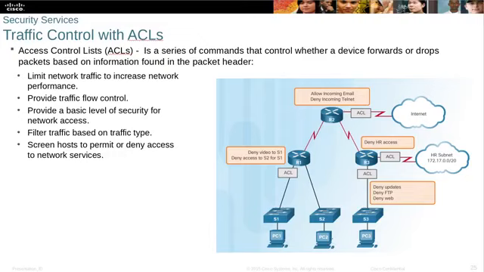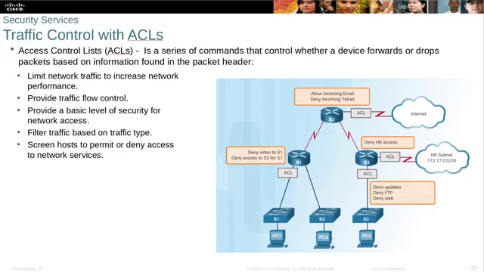The access control list is effectively a list. It's a sequence of lines known as access control entries. These lines are either a permit or a deny action, and then some form of match statement.